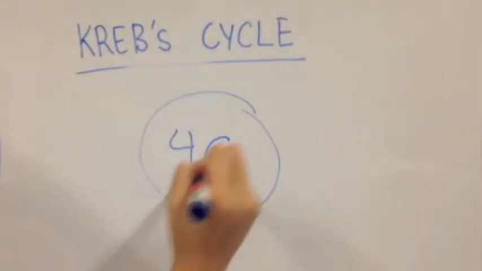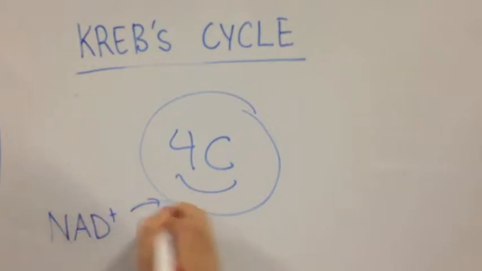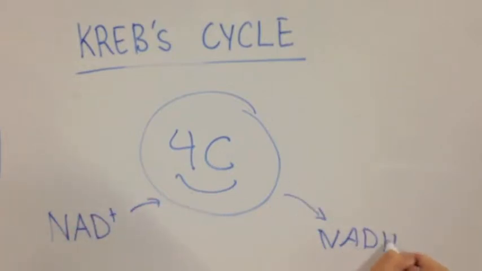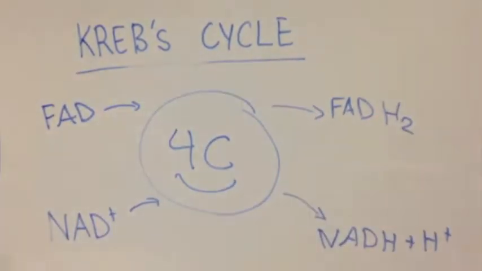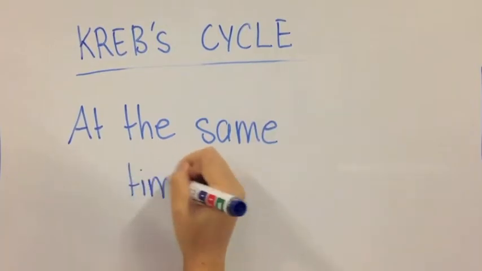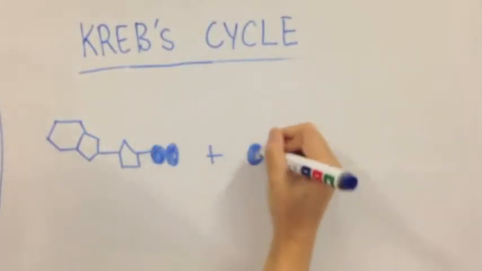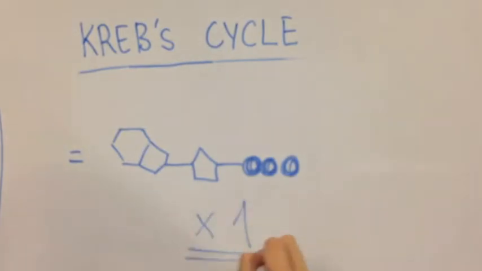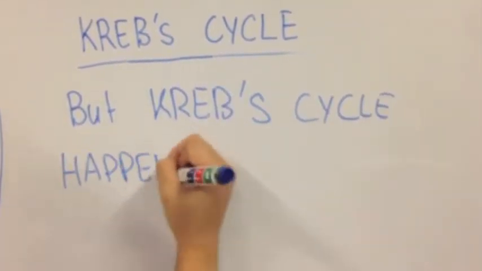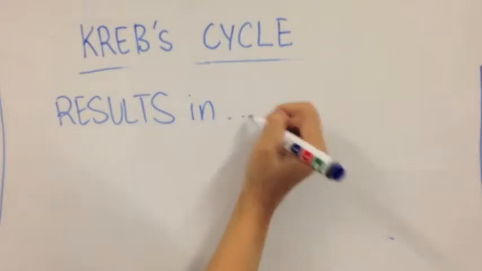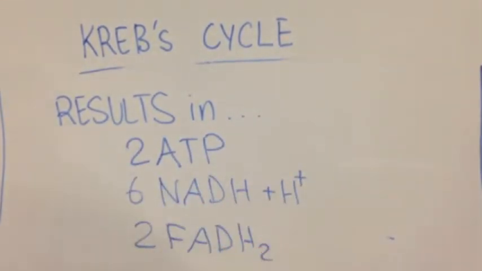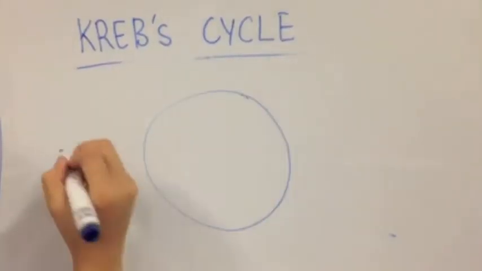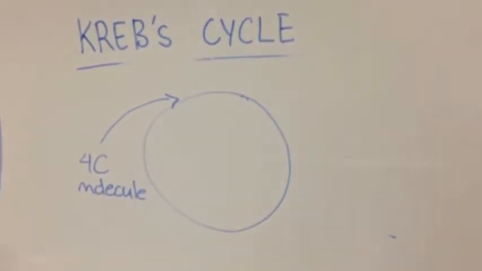The 4C then rearranges itself. During this process, NAD+ comes and collects more hydrogen ions. Its friend FAD, an electron carrier, takes away hydrogen ions and electrons. At the same time, 1 ADP combines with a phosphate to form 1 ATP, or energy. But this whole Krebs cycle process happens twice. This results in 2 ATPs, 6 NADH+H+, 2 FADH2s, leaving me as 2 4C molecules. I then go back into the Krebs cycle to help my siblings remove their hydrogen ions and electrons.